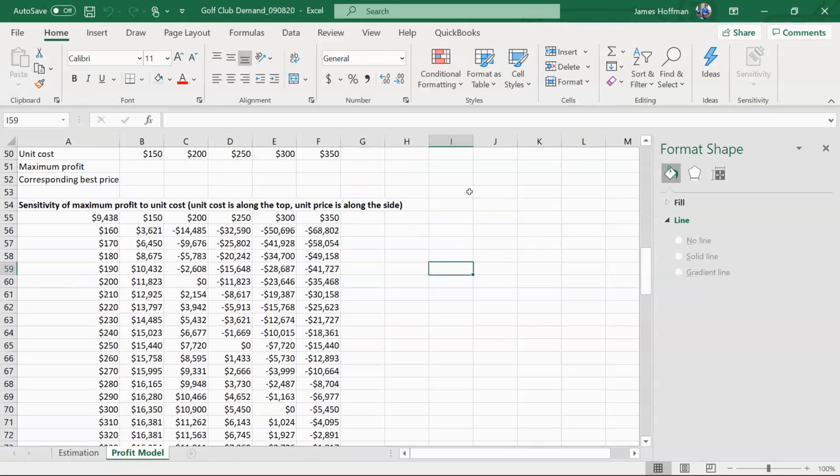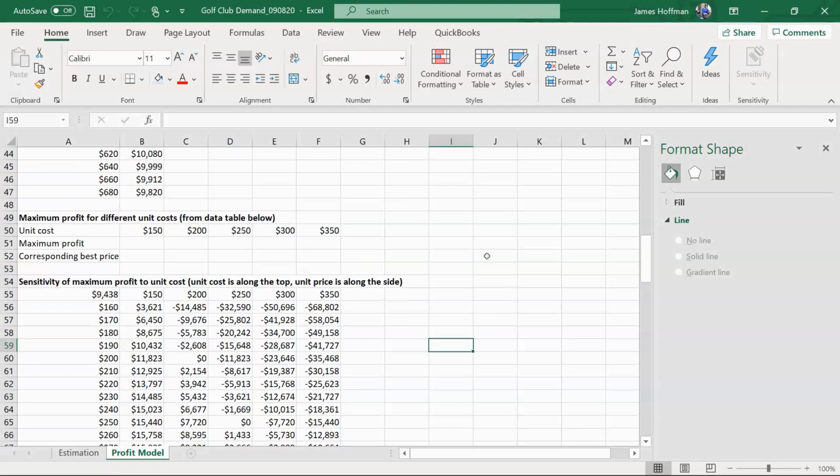All right, did we get the data table working there, the two-way table? If we got that, we have a few more things to do.